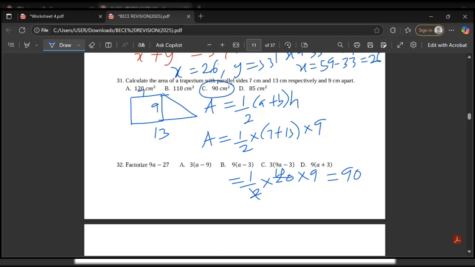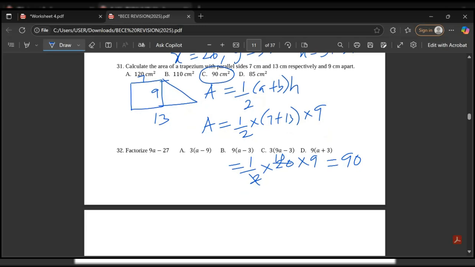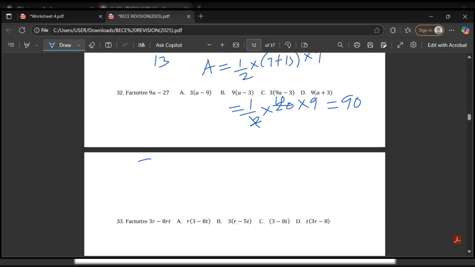All right. Then question 32, you have to factorize 9A minus 27. So we look for what is common to both terms, 9A and 27. 9 is common to both of them. We bring 9 out and open a bracket, A minus 27 divided by 9. 27 divided by 9 is 3. So that's the answer.